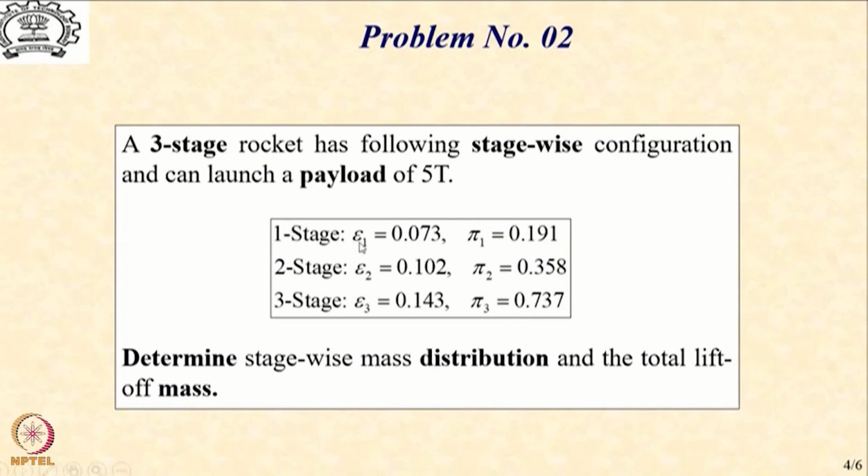The first stage structural ratio is 0.073, whereas its payload ratio is 0.191. For the second stage, the structural ratio is 0.102, while the payload ratio is 0.358. For the third stage, the structural ratio is 0.143, but the payload ratio is 0.737. Our task is to determine the stage-wise mass distribution and arrive at the total lift-off mass.